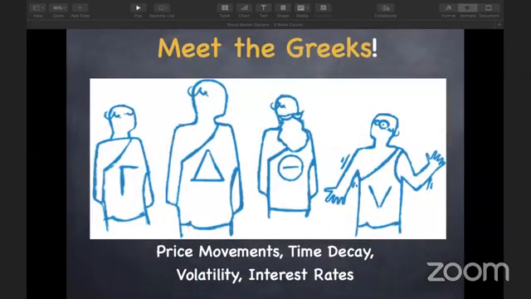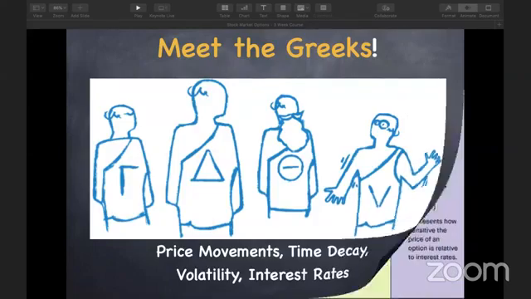Let's go with meeting the Greeks. All right, let's go with meeting the Greeks. So again, we spoke about it just a moment ago. Gamma, delta, theta, vega, and sometimes rho. Gamma and delta represent price movements. Theta represents time decay. And vega represents volatility. And rho is interest rates.